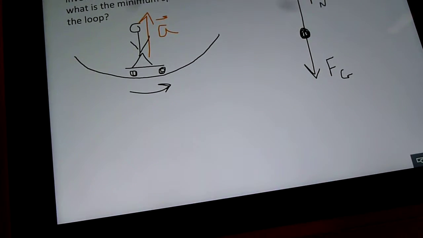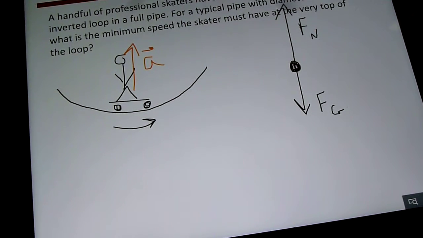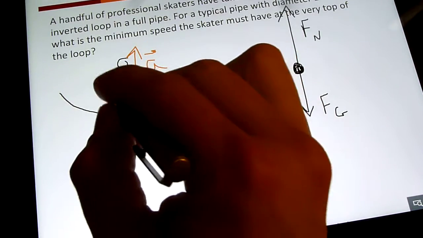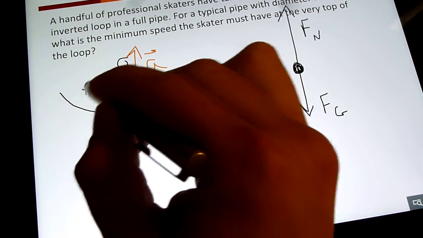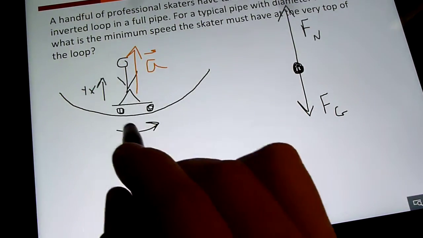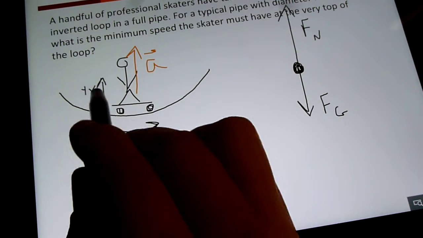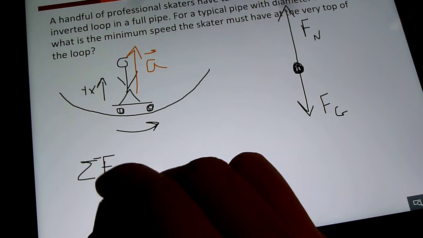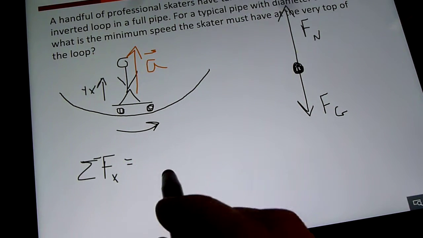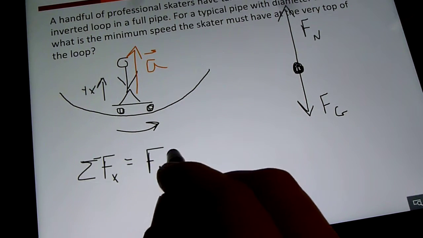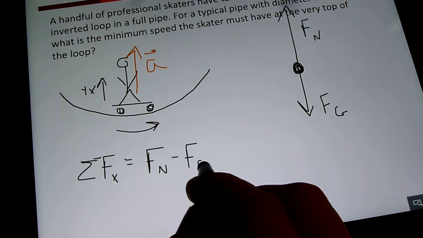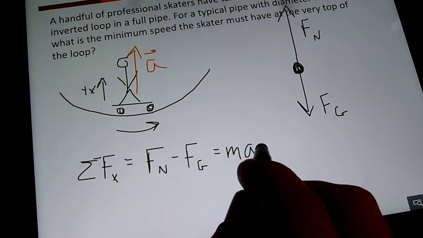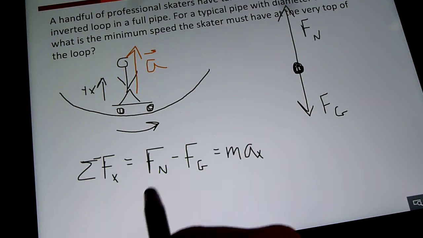Then if I were to write a Newton's law expression based on that free body diagram, I would choose positive x to be upward, towards the center of the circle, right? Always positive x towards the center of the circle, so that the sum of forces in the x direction is going to equal my normal force minus my gravitational force, and that's got to equal mass times the acceleration in the x direction, but again that's centripetal acceleration.